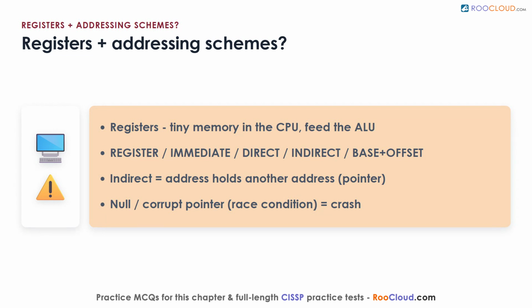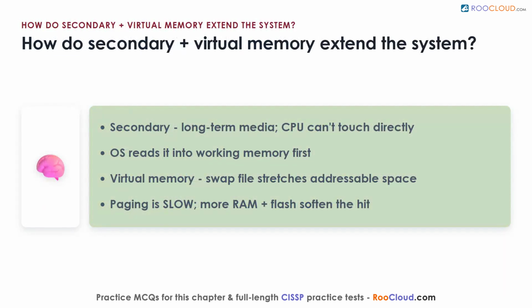One caution here. A pointer that ends up null or corrupted, sometimes through a race condition where two operations collide, can crash the whole system. Think of directions to a house. You might be handed the address itself, or a note saying the address is written on a card at another location.